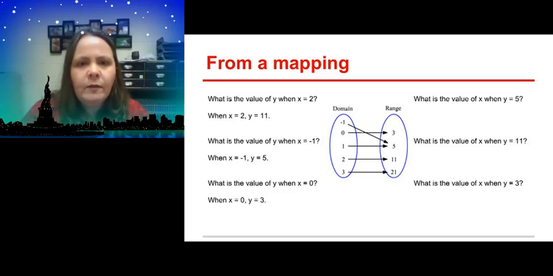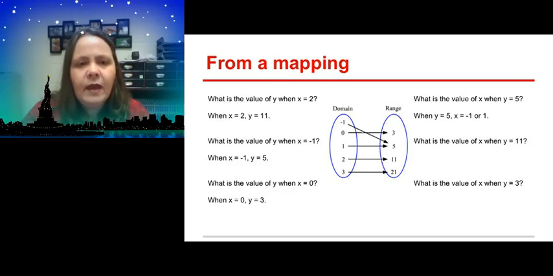You just have to follow the arrow backwards. So what is the value of x when y equals 5? You find 5 in your range column, and you look backwards across the arrow, and you see that when y equals 5, x equals 1 or negative 1, because 5 has 2 arrows pointing to it.